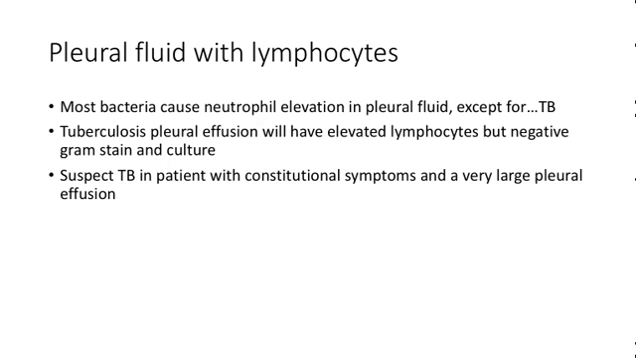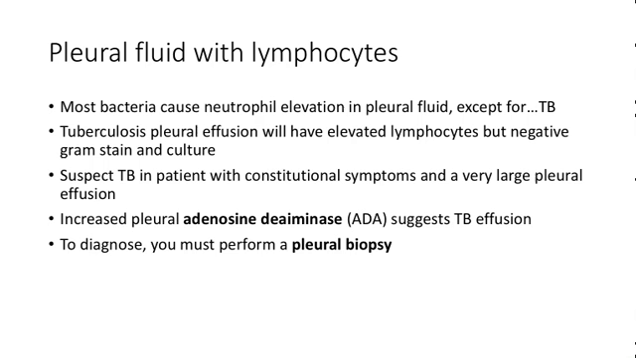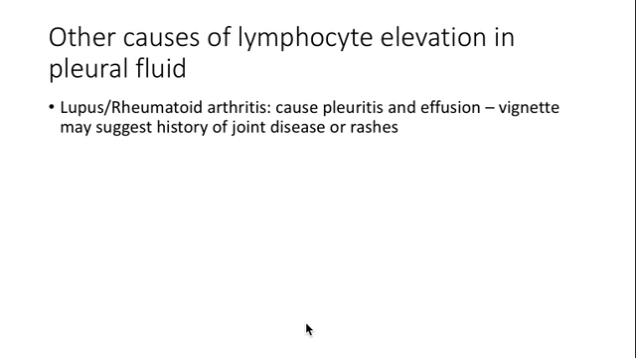Another thing you want to know about a tuberculous effusion is that you can have an increased level of adenosine deaminase, which doesn't really mean anything to me, and I hope not to you either, because I looked it up and couldn't really figure out much about it. But if they tell you that the pleural fluid has an increased ADA level, that should suggest to you that this is tuberculosis. The point I'm getting at is that the question on the shelf may ask, what test can I do to diagnose a tuberculosis pleural effusion? And the answer is you need to do a pleural biopsy.